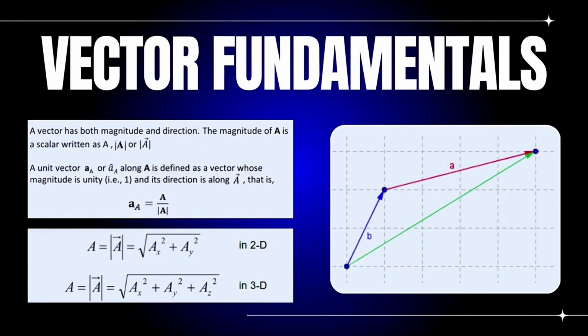Vector is a quantity with both magnitude and direction. Unit vector is simply only the direction of a vector scale, so its magnitude becomes 1. Magnitude is found by finding the length of a vector by applying Pythagoras theorem. As you can see, adding two vectors gives a resultant vector.